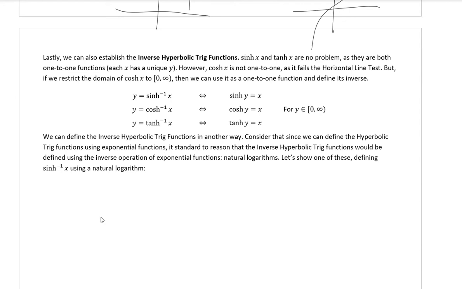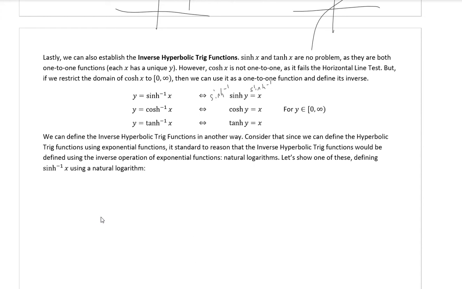So we have here what the inverse functions do, and they do the exact thing that you'd probably expect. The inverse of sinh x is the same thing as doing sinh of y equals x, so they're just kind of switching the places. Because what you would do to get y by itself here is apply sinh inverse to both sides, since they're inverse functions.